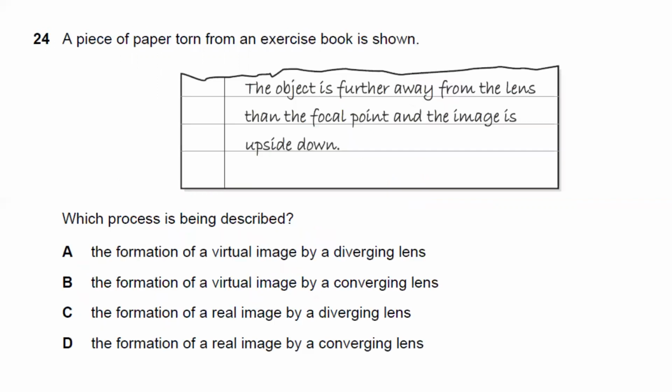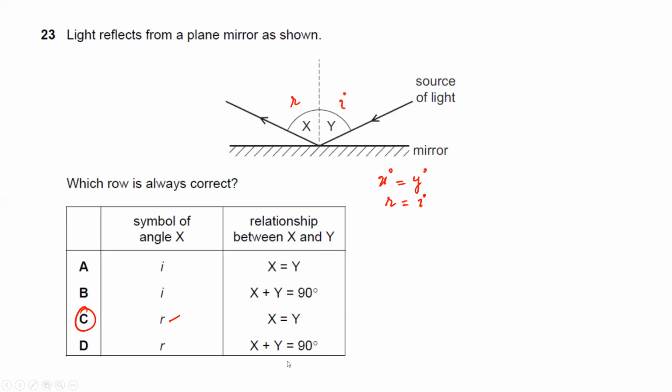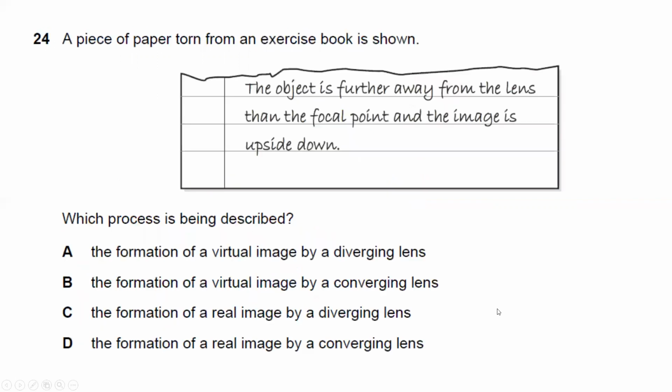Next question. It says a piece of paper torn from an exercise book shows an object is further away from the lens than the focal point, and the image is upside down. Which process is being described here? An upside down image is generally a real image. So this is talking about a real image. So first thing we can say it is about a real image. Yes, real image. So these A and B are not the answers.